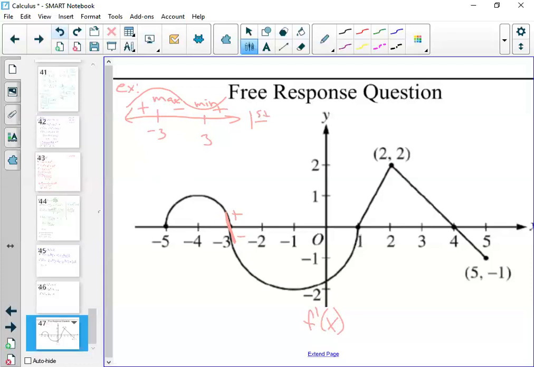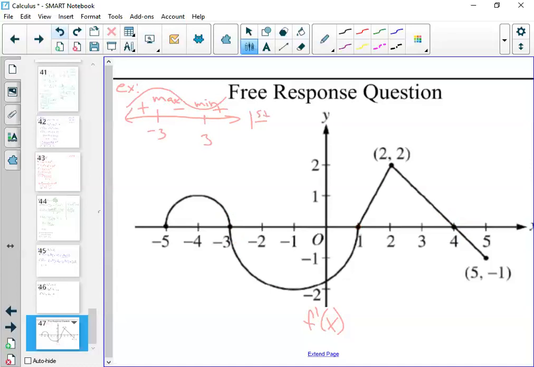So at -3, we should have a max. And at 4, we should have a max. And that's because we're looking at a graph of f prime. If they asked us to find mins, which I don't think they do, that would be here. Because, again, the value of the derivative goes from negative to positive.